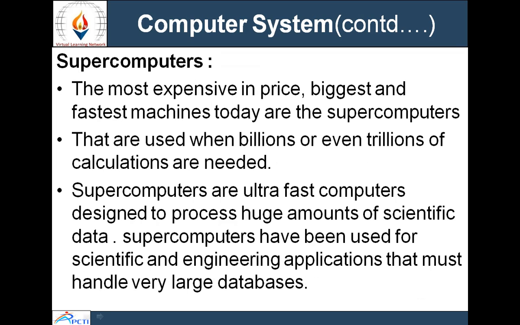Next one is supercomputer. The most expensive in price, biggest and fastest machines today are the supercomputers, which are used when billions or even trillions of calculations are needed. Supercomputers are ultra-fast computers designed to process huge amounts of scientific data. Supercomputers have been used for scientific and engineering applications that must handle very large databases.